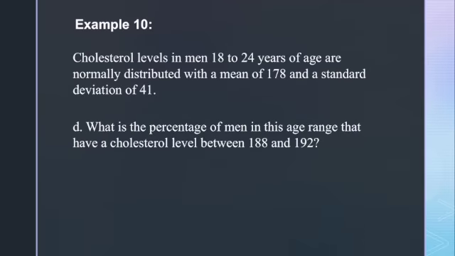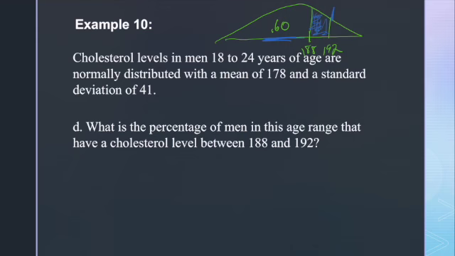Next example. What is the percentage of men in this age range that have a cholesterol level between 188 and 192? So here I have 188. I know the area below 188 is 0.60. Here I have 192, and I'm trying to find the area in this little sliver right here. Well, I can do that by finding the area below 192 and subtracting 0.60 from it. That'll leave me with just this little bar right here.